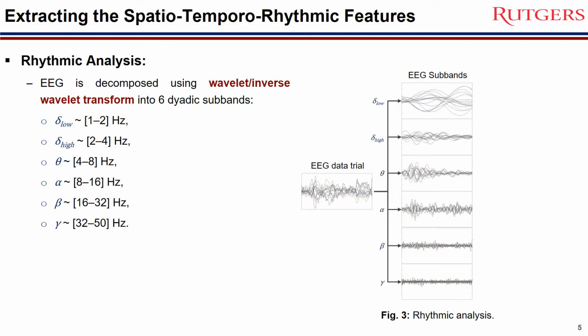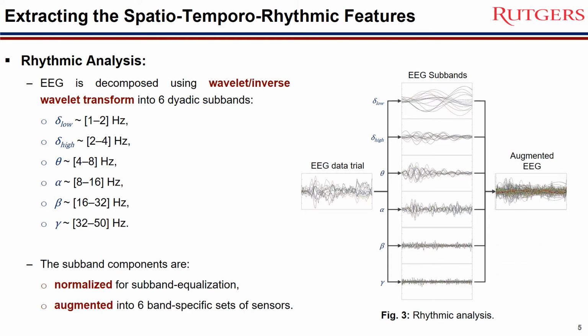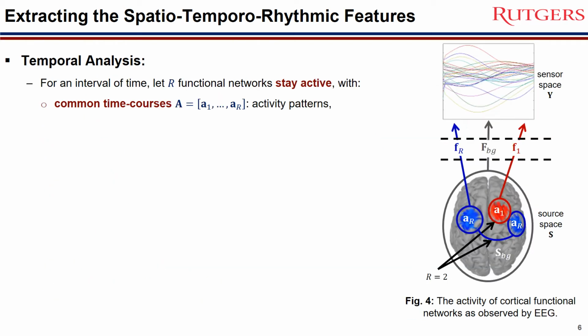Extracting the spatio-temporo-rhythmic features. First, rhythmic analysis. EEG is decomposed using wavelet, then inverse wavelet transform into 6 dyadic subbands. These are the low part of the delta subband, then the high part of the delta, then the theta, alpha, beta, and gamma subbands. The subband components are normalized for subband equalization and finally augmented into 6 band-specific sets of sensors.